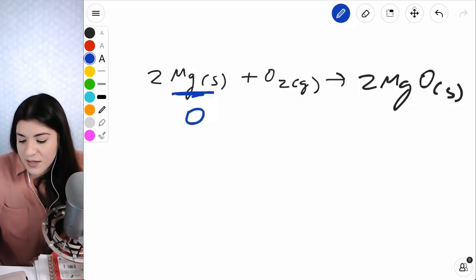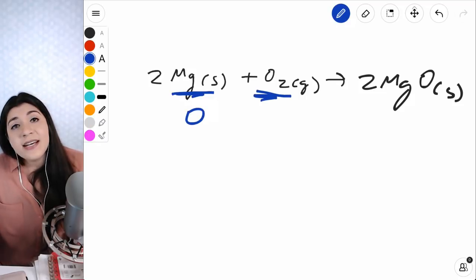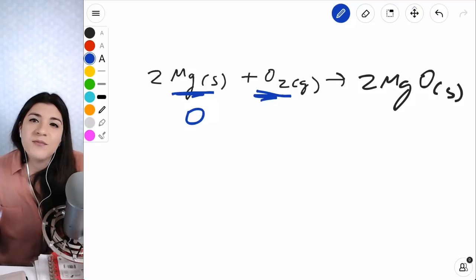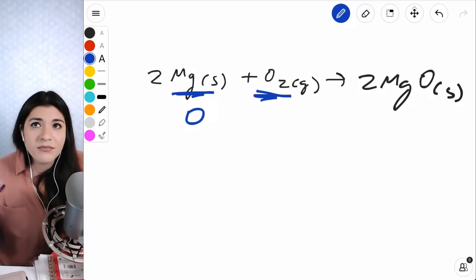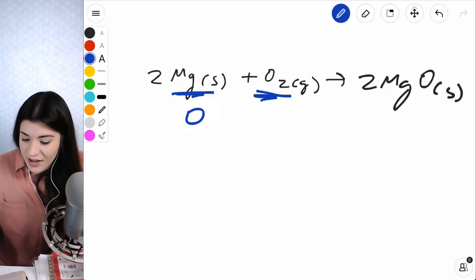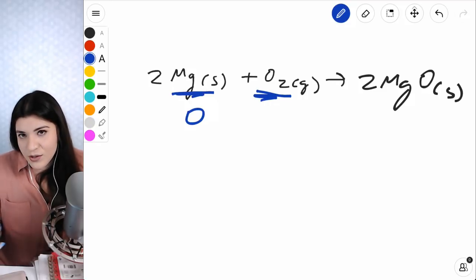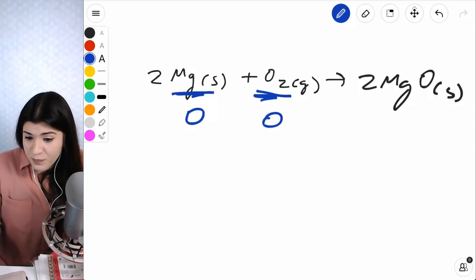Now, moving on to something that is diatomic. A diatomic atom pretty much exists in pairs, like O2, H2, Cl2, F2, and so on. Whenever it's a gas, that also hints that it's going to be diatomic. That's also an oxidation number of 0.